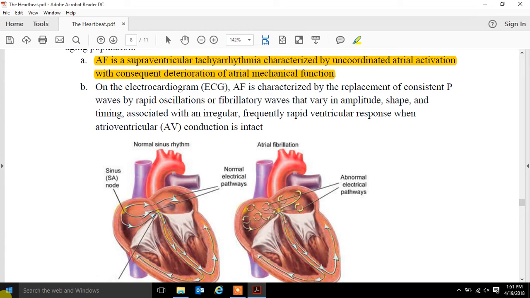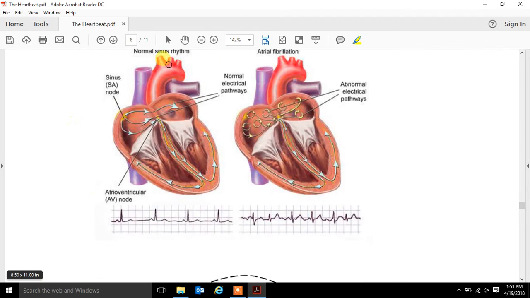But on the ECG, atrial fibrillation is characterized by the replacement of that consistent P wave. So if you know much about ECGs, actually, I can show that down here. So here's our SA node. We get conduction through normal electrical pathways to the AV node, and we get contraction. And therefore, we get this nice little P wave, QRS complex, and T wave, and it's nice and regular.